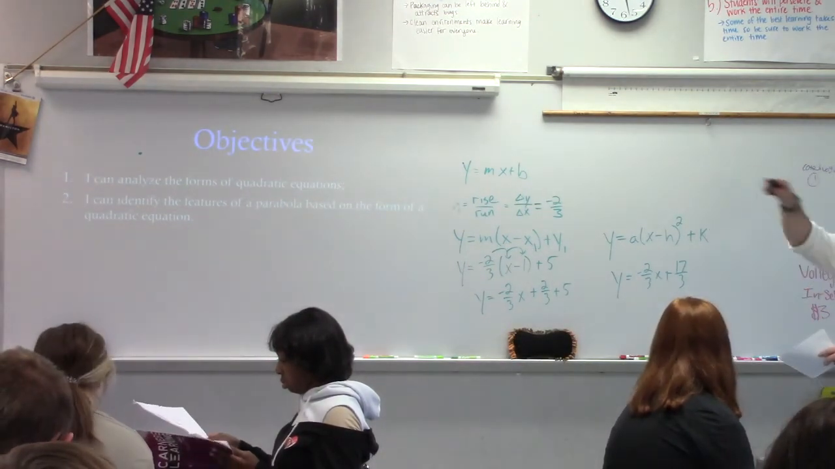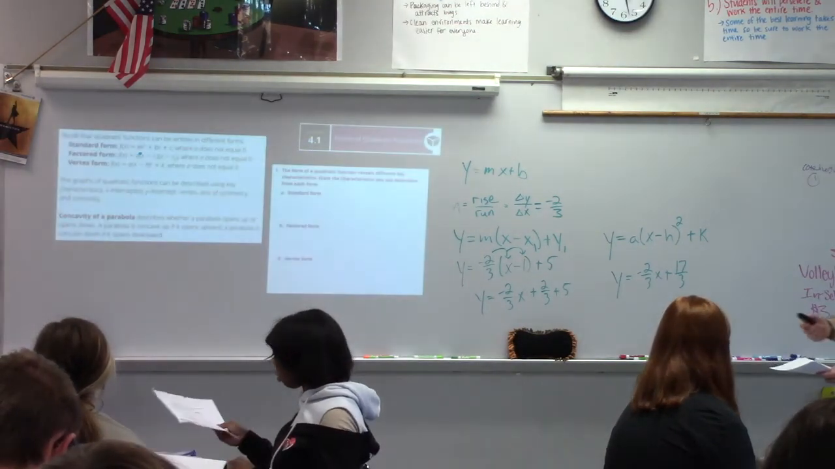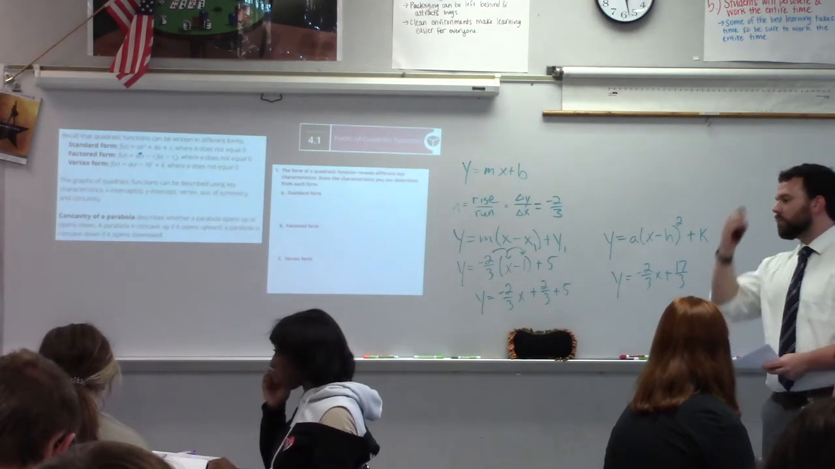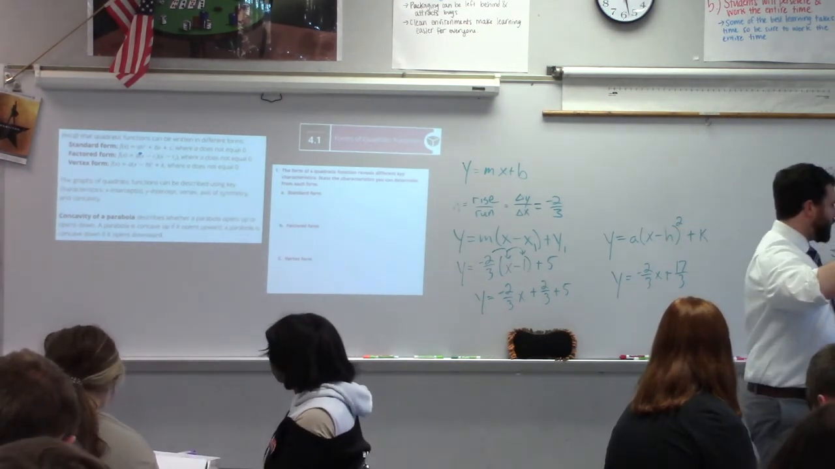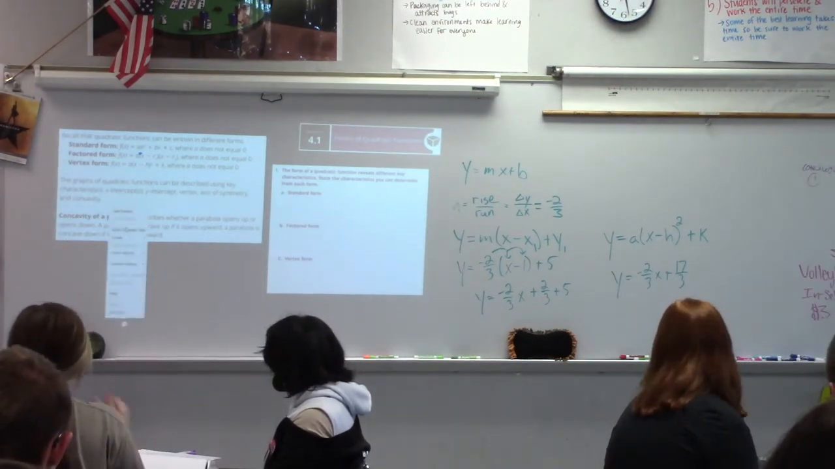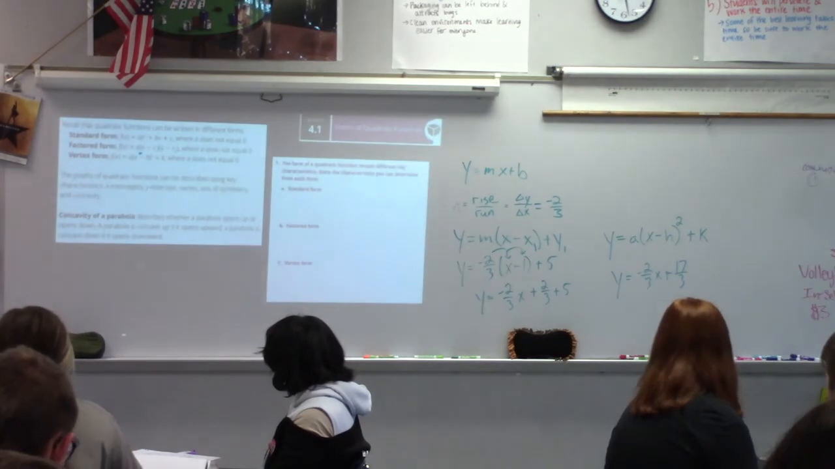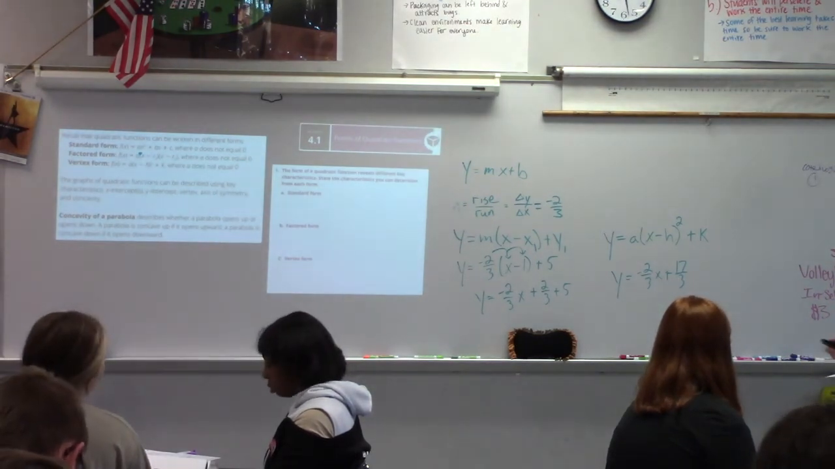Okay. And then we want to identify the features of a parabola based on the form. And so we're going to look at that. So we already talked through. Yes, ma'am. Hold on one second. This is activity 4.1. This is, I meant to have this on presenter view. Activity 4.1 starts on page 154.